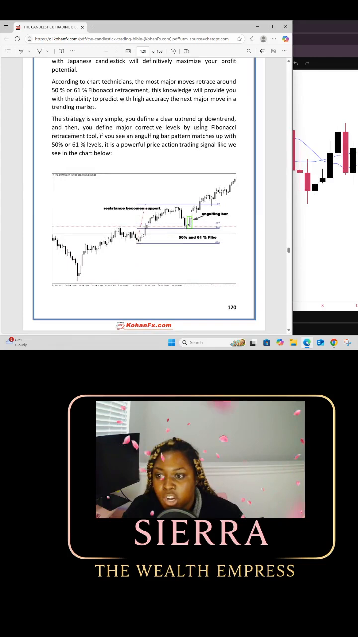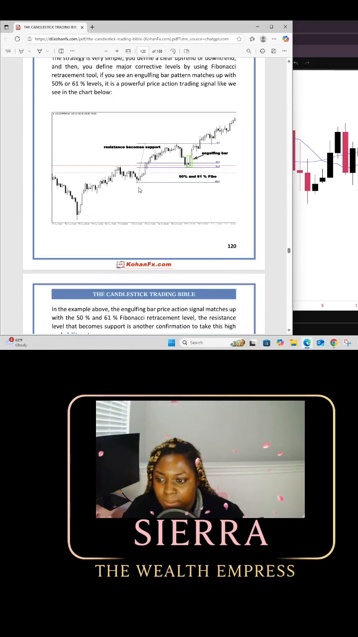You define a clear uptrend or downtrend, and then you define major corrective levels by using Fibonacci retracement tool. If you see an engulfing bar pattern matches up with 50 or 61% levels, it is a powerful price action trading signal like we see on the chart below. Okay, so the Fibonacci, they drew this bullish trend. You have this nice impulsive movement with no pullbacks. There was just like this one candle, and then they finally got a pullback. Price pulled back to the 61, and then price continued.